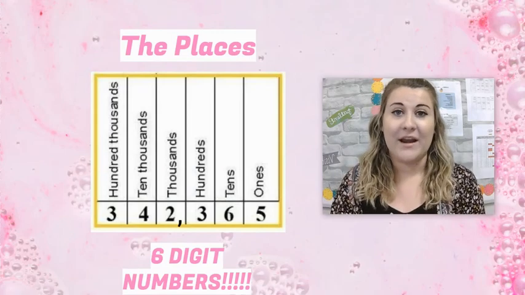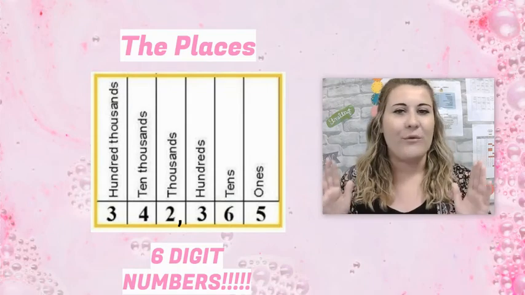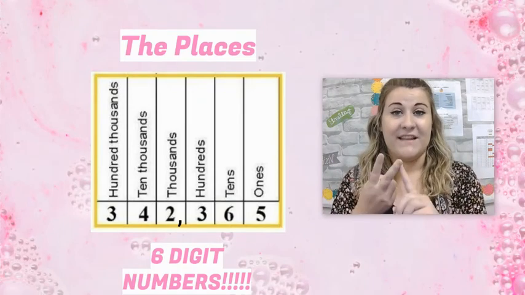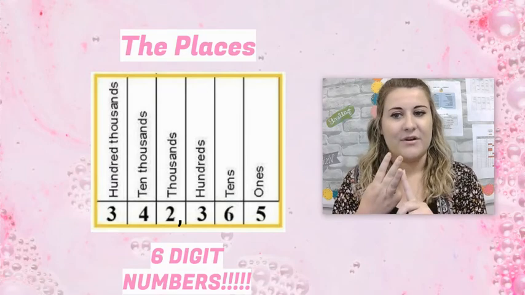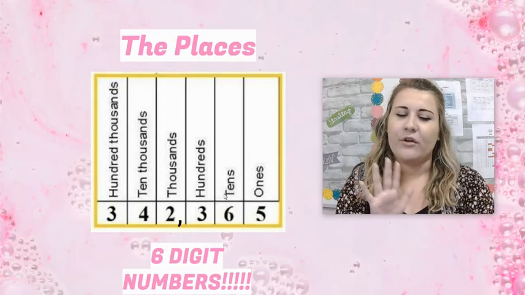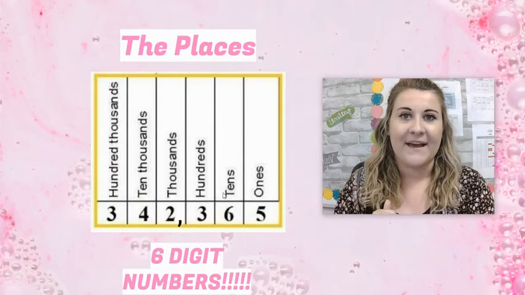Now, in 4th grade, you're going to add a second comma, and that's going to be millions. But we're not worried about that today. We are worried about the thousands place, the 10,000s place, and the 100,000s place. Now, if you look at this place value chart, you might notice a pattern. And I'm going to show you what that pattern is.